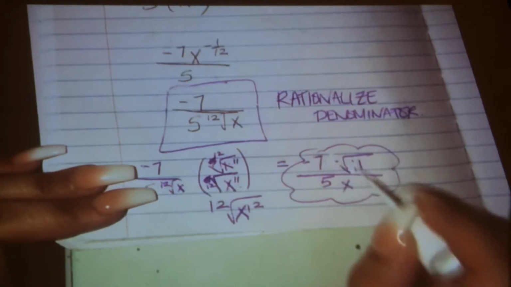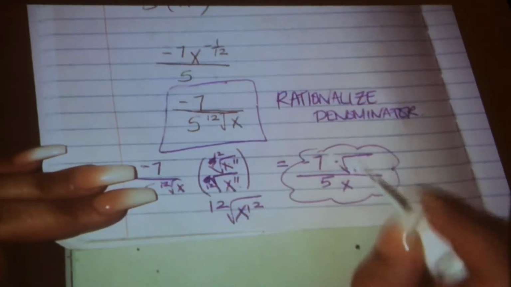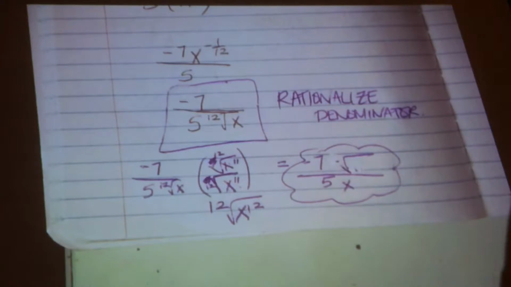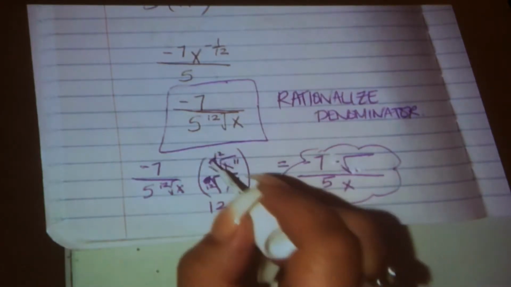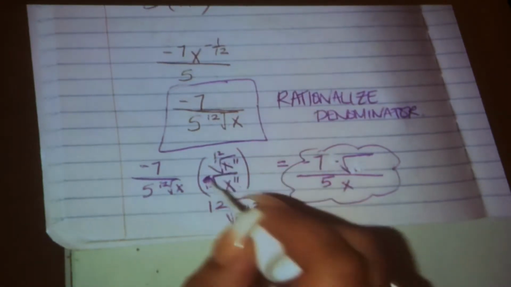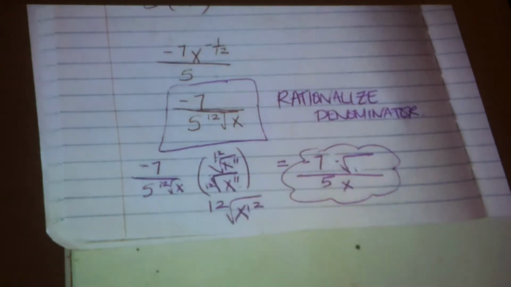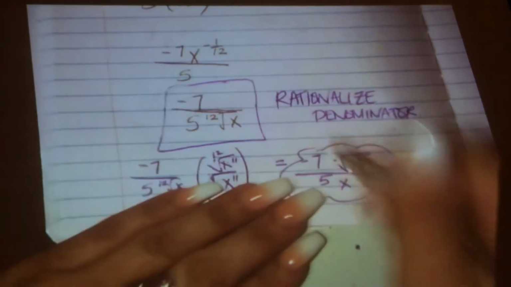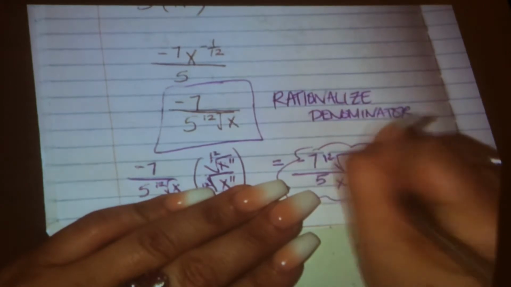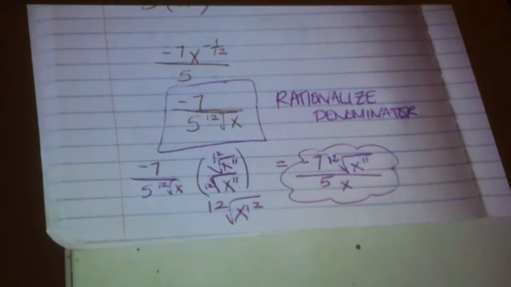Is that what you had your hand up for, Micaiah? I'm going to do another one right now. It's called rationalizing the denominator. So this is the 12th root of x to the 11th. Sorry about that.